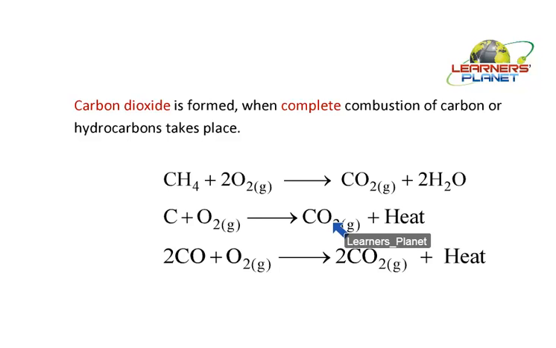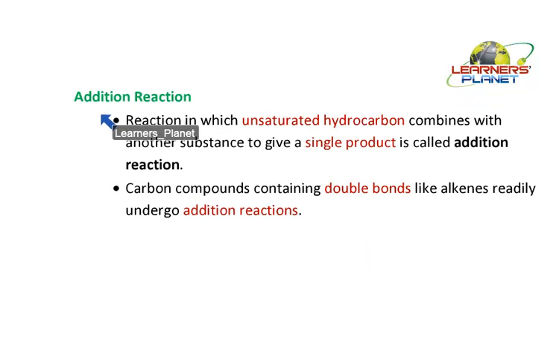Now carbon reacts with an ample amount of oxygen and forms carbon dioxide, and a large amount of heat is released. Likewise, carbon monoxide also reacts with oxygen, giving carbon dioxide. So, on complete oxidation, what is the product formed? It is carbon dioxide.